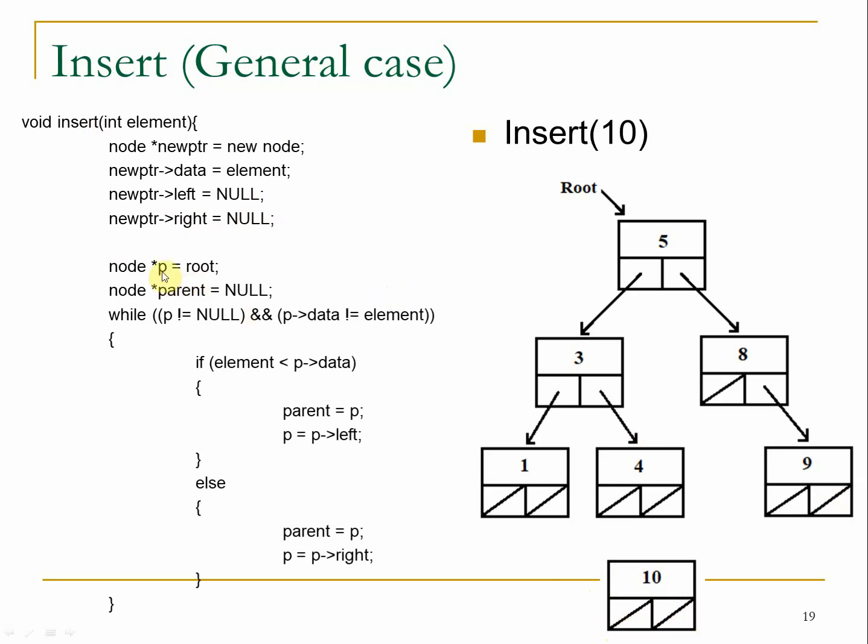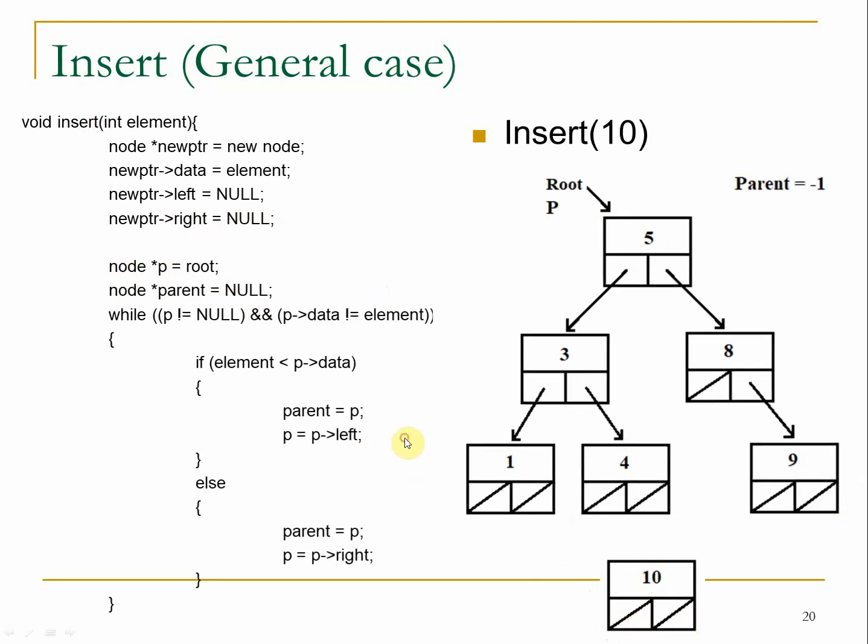So now it is time for us to trace the whole process until we find the right spot. You can see that in the beginning, parent equals null, P equals root. So P is at the same location as the root, and parent is null. Now let's see what's happening. Since P is not equal to null, P is equal to the root, and P to the data is not equal to element. 5 is not equal to 10, so we will need to search.